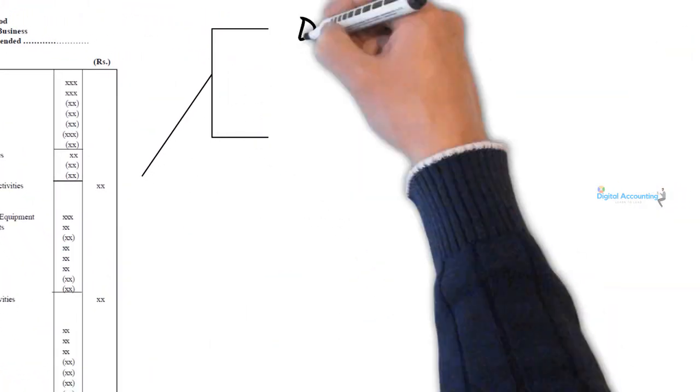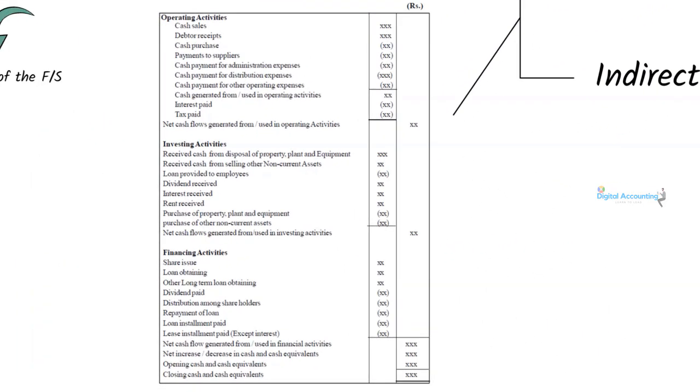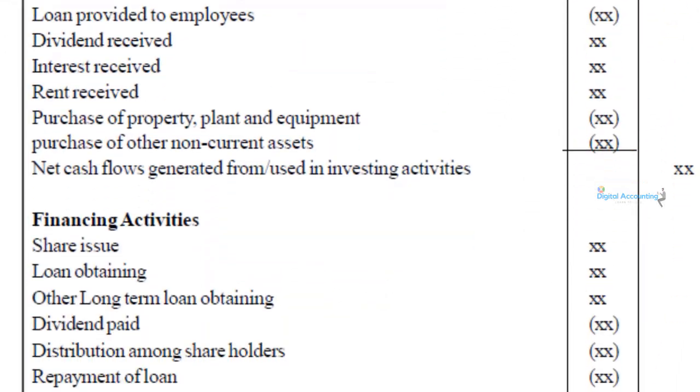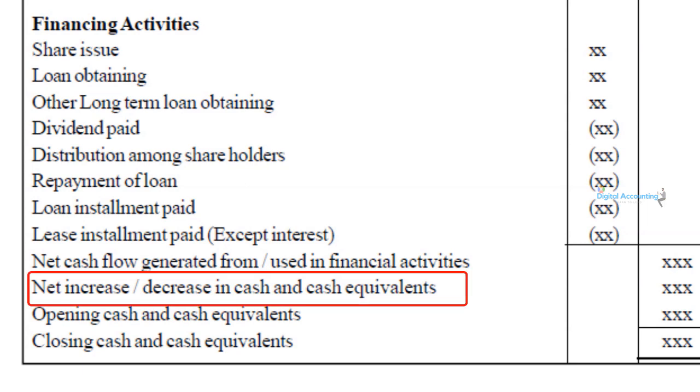There are two methods of reconciling cash from operating activity. You should ensure that you understand the items that are included within each of the three sections of the statement of cash flows, together with the reconciliation of the net increase or decrease in cash equivalents for the year.